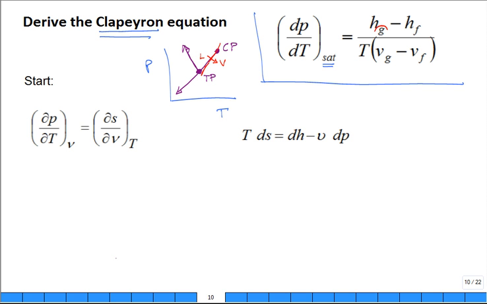What's H of G? What's H of F? The enthalpy of saturated, H of G is saturated vapor. H of F, saturated liquid. It's how you get the change in enthalpy, the heat of vaporization. This right here is H of FG.